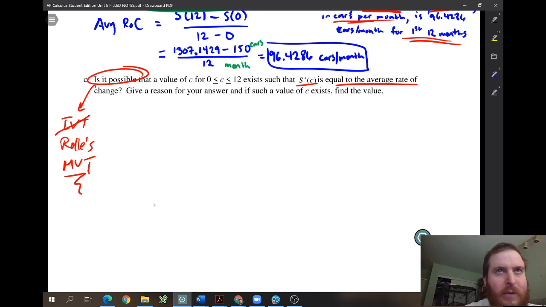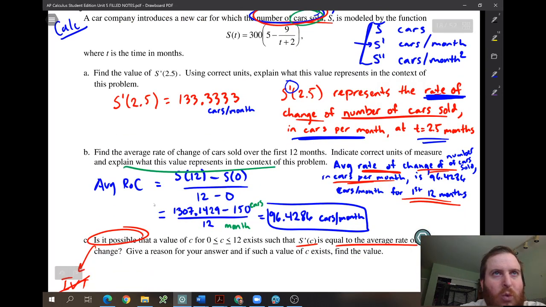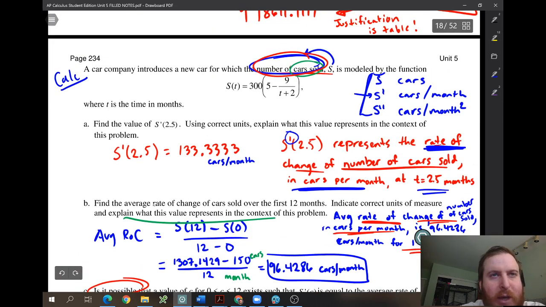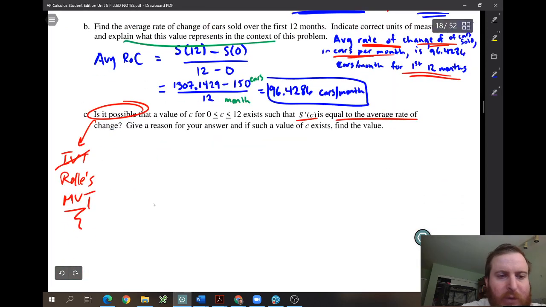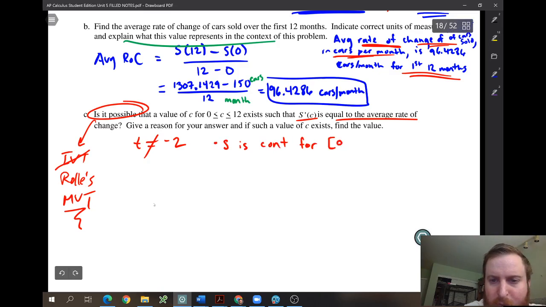Well, MVT requires continuous and differentiable. Those were our conditions. So let's go back up here and see, did they tell us about continuous or differentiable? They didn't, but we can see where this would not work. We would not be able to plug in negative 2. So t cannot equal negative 2. But we're saying between 0 and 12, so we could say that S is continuous for 0 to 12. And we did take the derivative, so let's look at that, right?